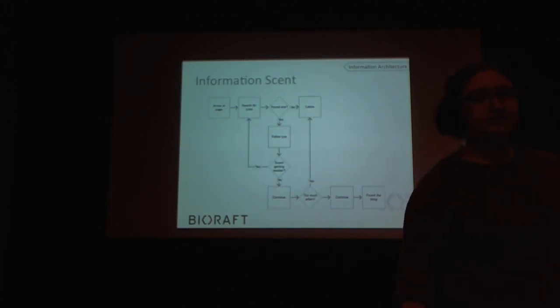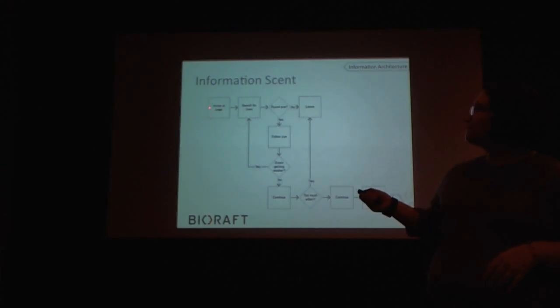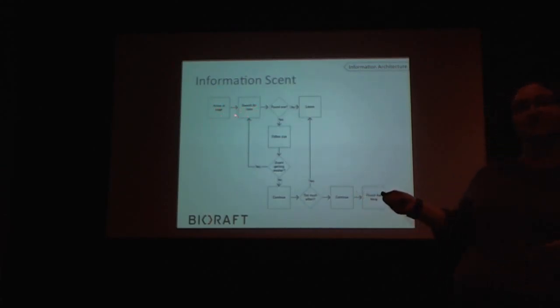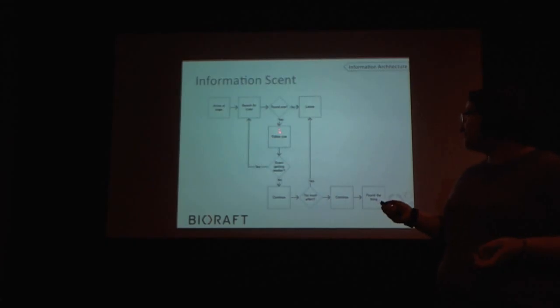So the way the information scent works is the user arrives at a page, they search for clues. Did they find any clues? No? Okay, then this probably isn't where I'm supposed to be. I'm going to just go somewhere else. But if they did find the cue, they're going to follow it. Is the scent getting weaker? If so, they're going to search for different cues. If it's getting stronger, they continue.